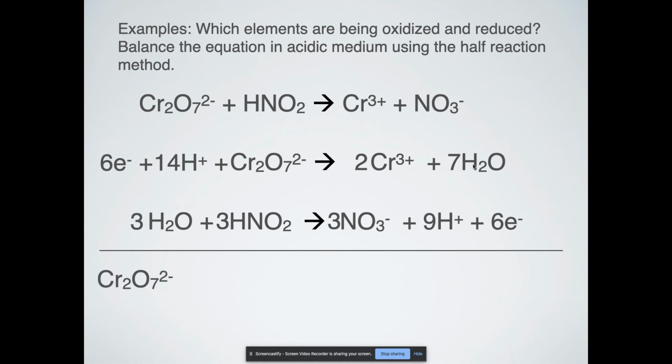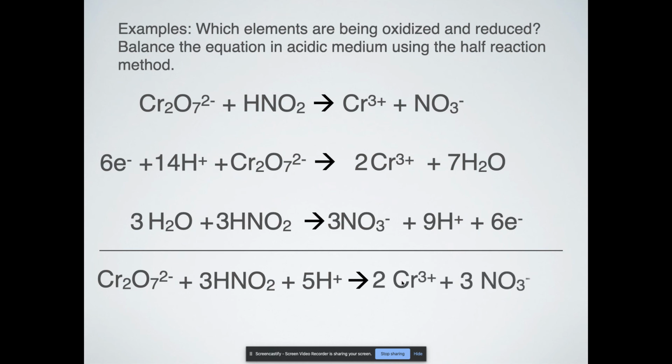So it would actually look like this. I can count that, good. Count that, good. I have 5 H pluses now overall. 14 minus 9 is 5, right? Here, I got my 2 Cr 3 plus. I've got my 3 nitrates, and now I've got my 4 water molecules. 7 minus 3 is 4, and that would give me that. So this should be our complete balanced equation for an acidic medium.